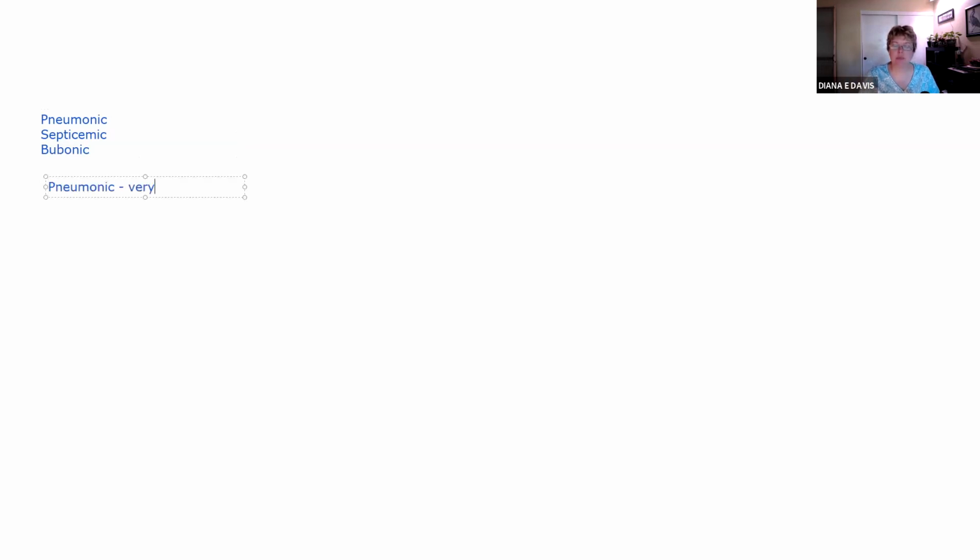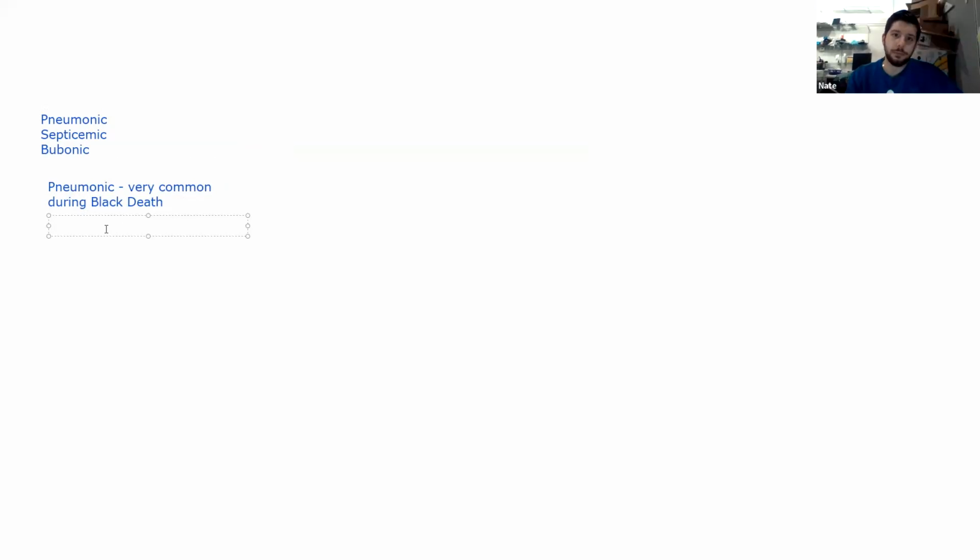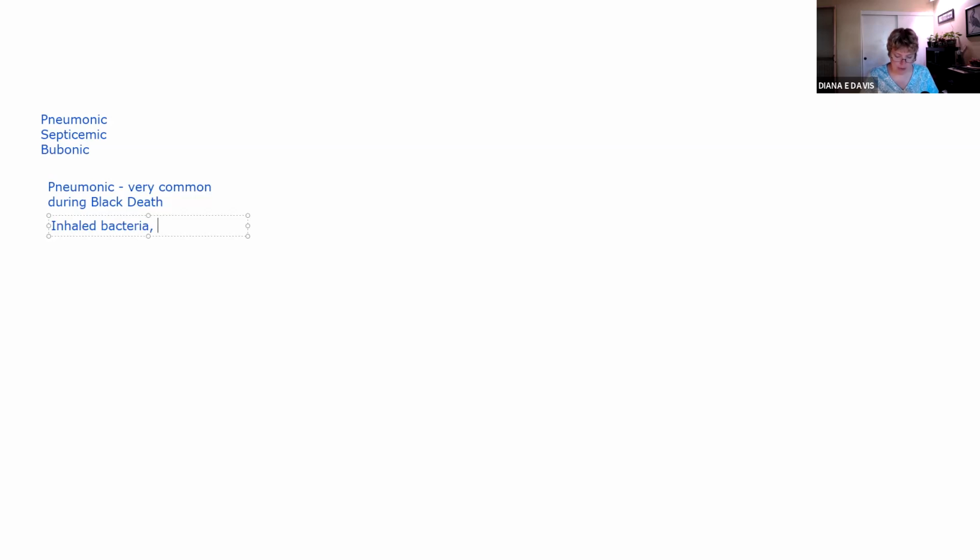Pneumonic. This version was very common during the Black Death. So even though we think of it as a bubonic plague, there was a lot of the pneumonic plague. Does anybody have an idea what pneumonic refers to? Respiratory system. Yes, the respiratory system. So this is inhaled bacteria affecting the respiratory system.